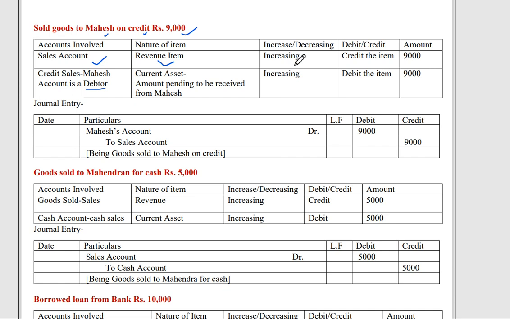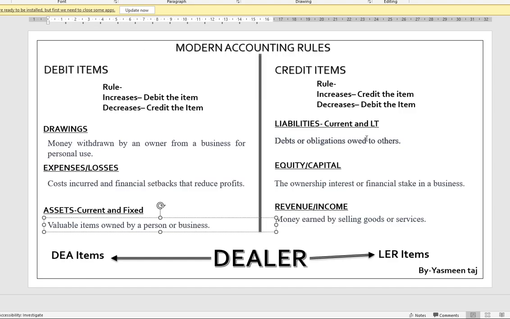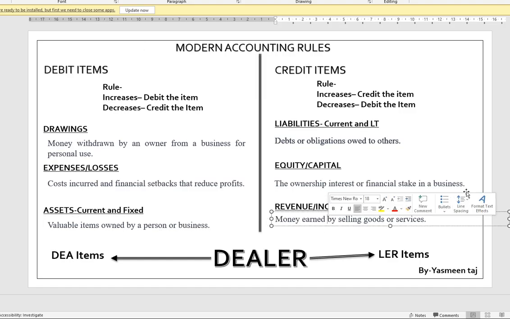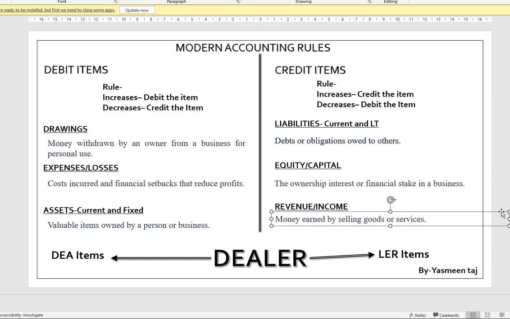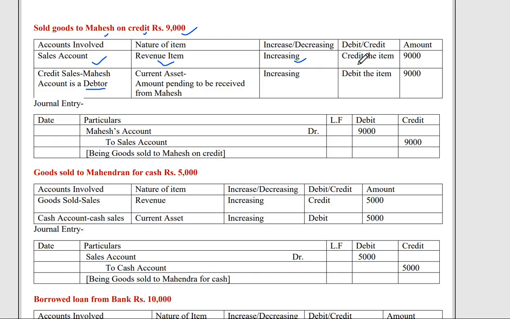When revenue increases, as per the rules, you have to credit the item. Next, another account being affected here is the Mahesh account. Mahesh is a debtor to your business; he has not paid the 9000 rupees today, he may pay it in the future. So he is a debtor.